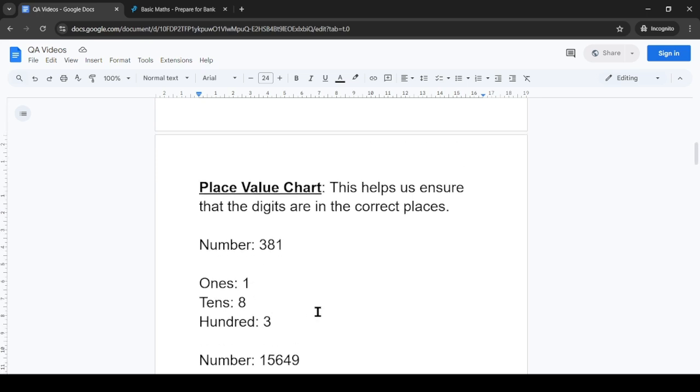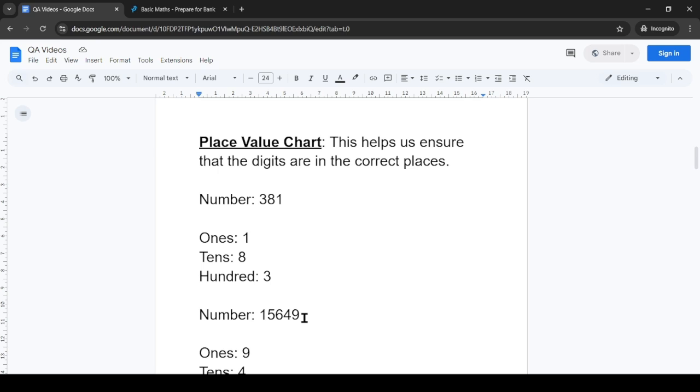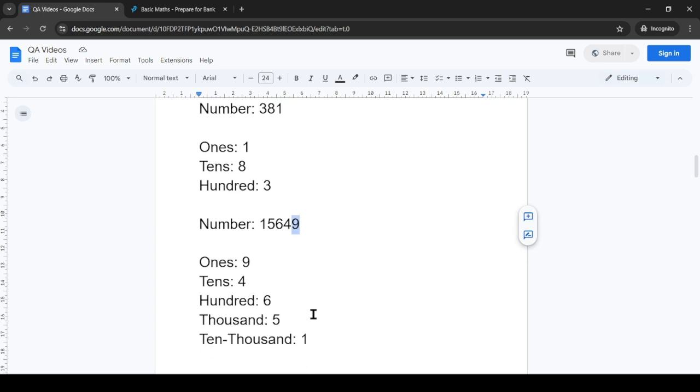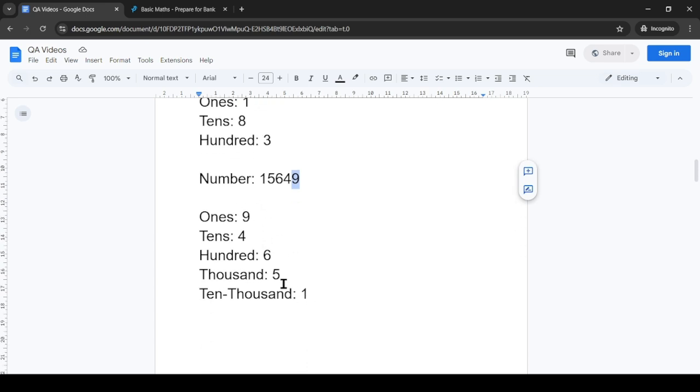Now another example, we have the number 15649. Over here, as per the place value chart, we read it from right to left. The 9 is at the ones place, 4 is at tens, 6 is at the hundreds place, 5 at the thousands place, and 1 at the ten thousands place. So this is the number 15649, and we read it as 15,649.